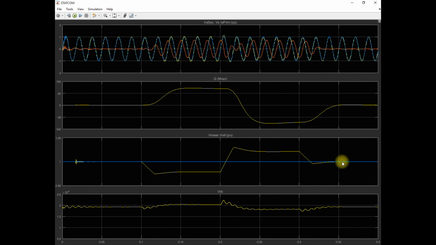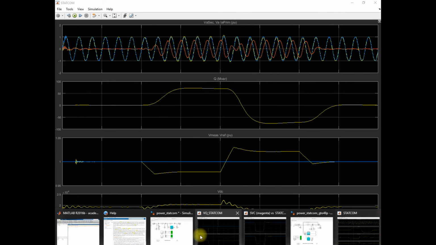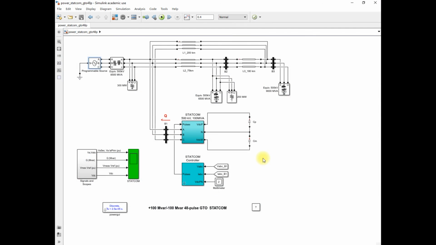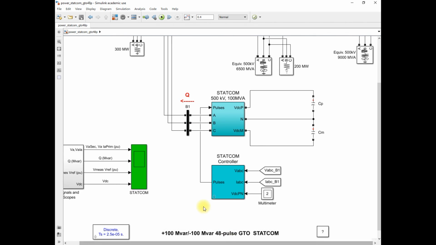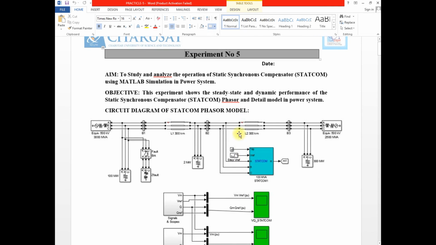So this is all about the detailed model of the STATCOM. Same as the phasor model, this model also provides the dynamic compensation against any voltage variations in the system. So I hope you understand this detailed model as well as the phasor model of the STATCOM. If you have any doubt, then you can ask me queries regarding these simulations. So after watching this video, you write the conclusion in this experiment.